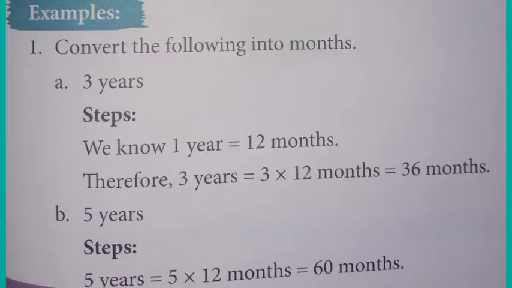Examples. Example 1. Convert the following into months. Part A, 3 years. Steps are: we know that 1 year is equal to 12 months. Therefore, 3 years is equal to 3 into 12 months, which equals 36 months. Part B, 5 years. Steps are: we know that 1 year is equal to 12 months. Therefore, 5 years is equal to 5 into 12 months, which equals 60 months.